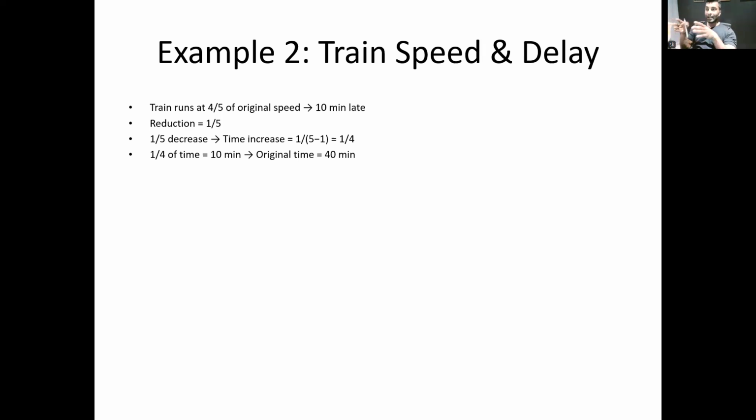Okay, so here, take it in this way. Something happened. So the train is now running at a speed of 4/5 of the original speed. So it's not at the original speed. If it is at a higher speed, you will reach faster. But here it is a lower speed, 4/5 of the original speed, which means it is lower by 1/5. So you will take more time. How much more time did it take?